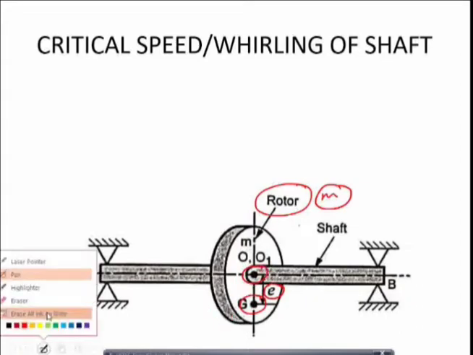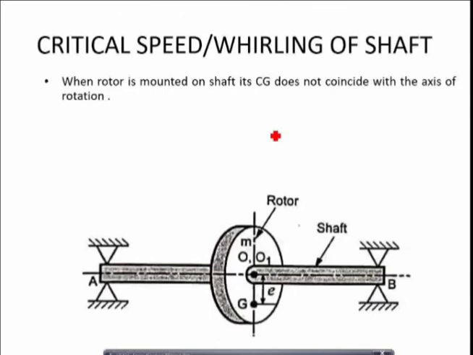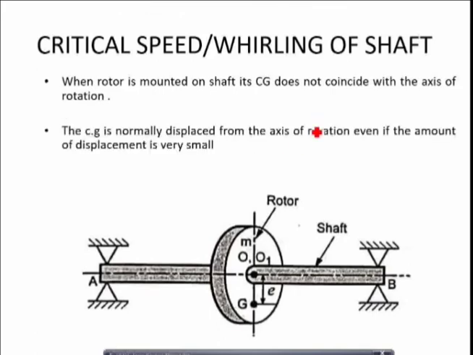Now, when the rotor is mounted on the shaft, its CG does not coincide with the axis of rotation, and the CG is normally displaced from the axis of rotation even if the amount of displacement is very small. Let us understand why there is an eccentricity or displacement of the center of gravity. This is because of one or more of the following reasons.